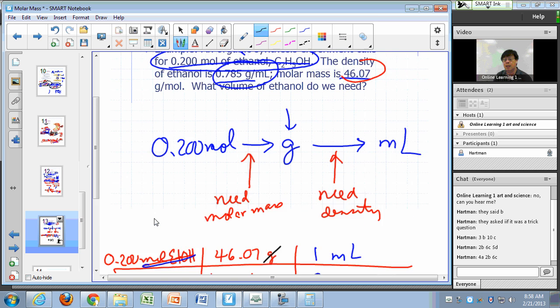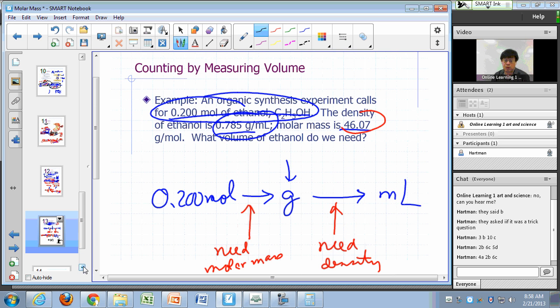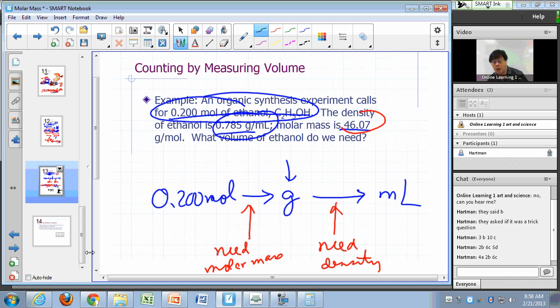Okay, so that's what you do if you know the volume. If you know the density and you're dealing with a liquid, it's preferable to measure the volume rather than the mass.